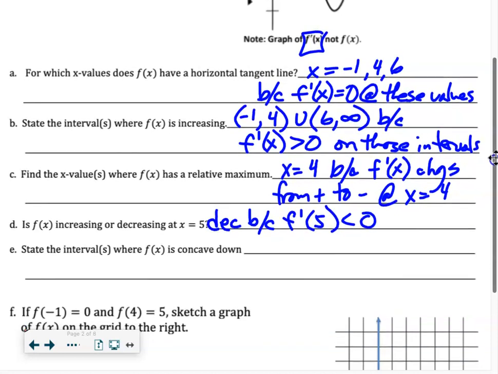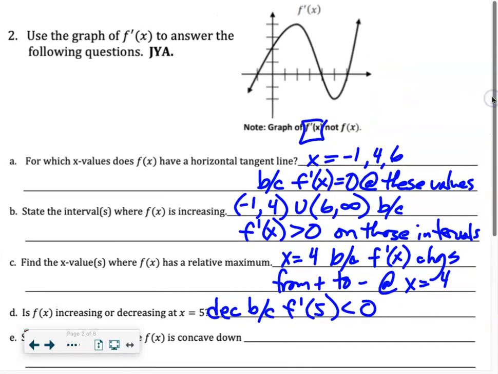State the intervals where f is concave down. So now, how do we know when f is concave down? There's 2 ways we know. What's one way? F double prime is negative. How do we know when f double prime is negative? When f prime is decreasing, right? So this function f of x is concave down whenever f prime is decreasing, f prime is decreasing from here to here, so 2 to 5.